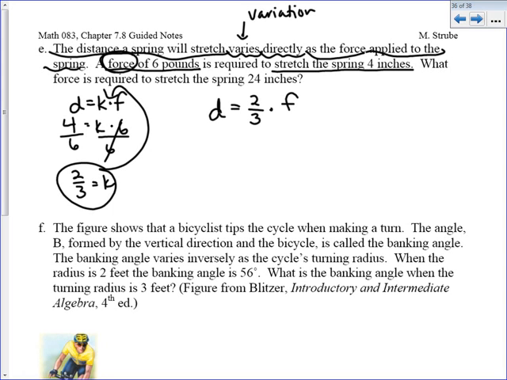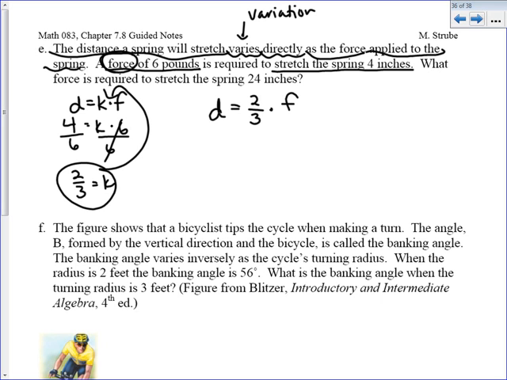Now let's read the question. What force is required to stretch the spring 24 inches? Which variable do we have? Do we have a distance or do we have a force? What's the question? What force? Do we know the force? No. It's a distance. 24 inches. 24 inches is a distance.